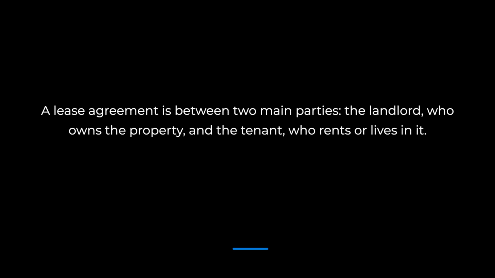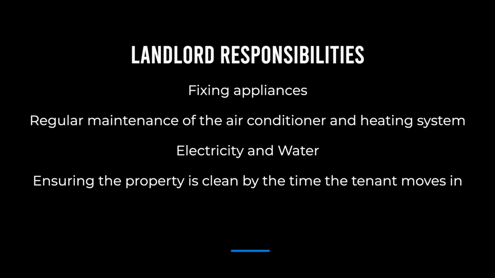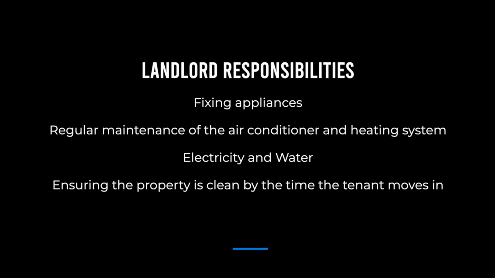Let's cover what is a lease agreement. A lease agreement is between two main parties, the landlord who owns the property and the tenant who rents or lives in it. Sometimes the landlord might have someone else represent them, like an agent. The landlord's responsibility is to make sure the property is safe and livable for the tenant, and they're also in charge of general maintenance. This usually includes things like fixing appliances, regular maintenance of the air conditioner and heating system, electricity and water, and ensuring the property is clean by the time the tenant moves in.